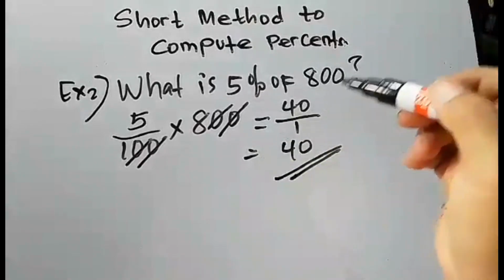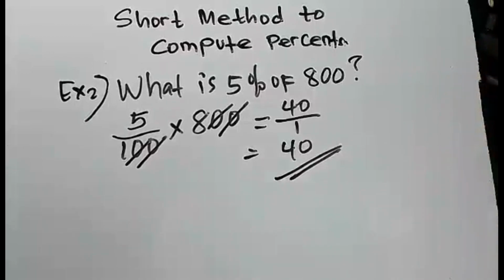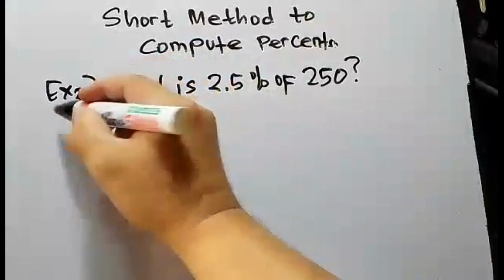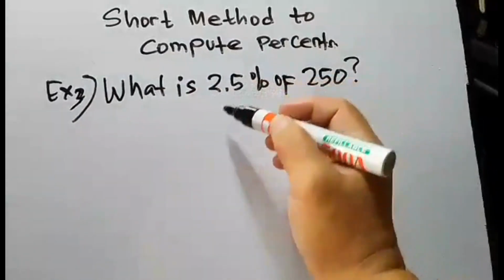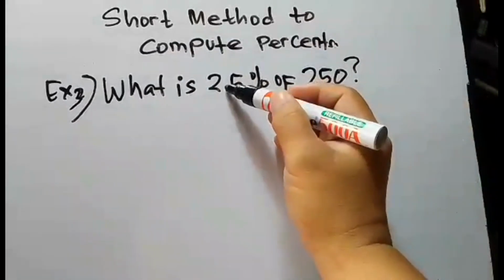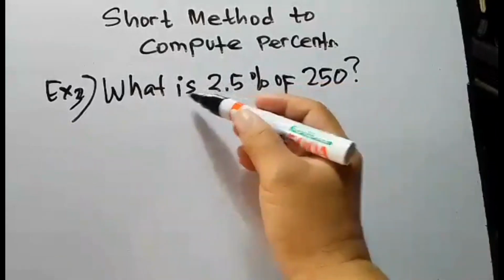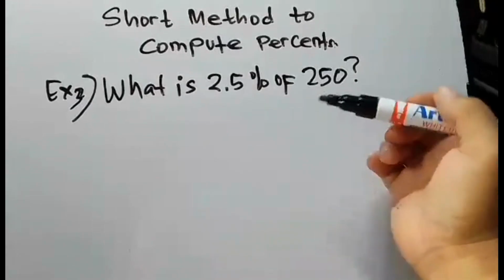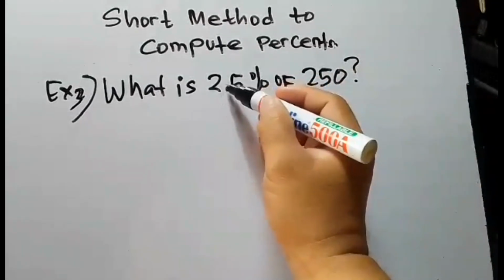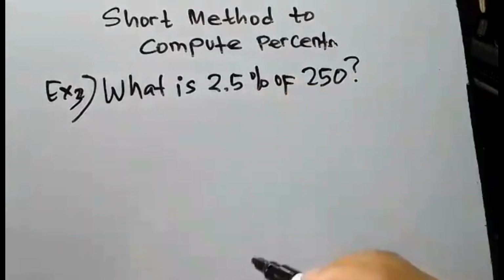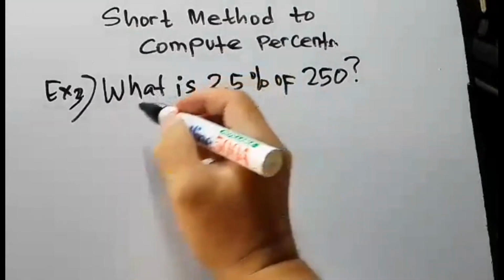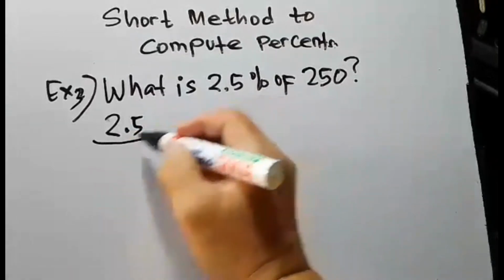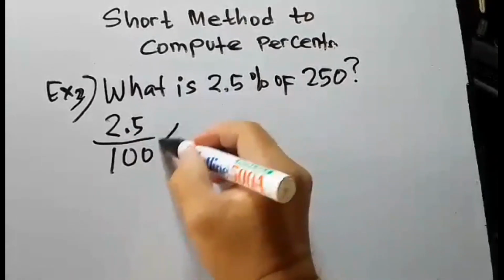And the last example is a little bit difficult. The last example, example number 3. Sa last example natin, meron tayong 2.5. So, what is 2.5% of 250? So, ngayon, meron si decimal sa example natin. Same lang din ang procedure: 2.5% per 100 multiplied by 250.